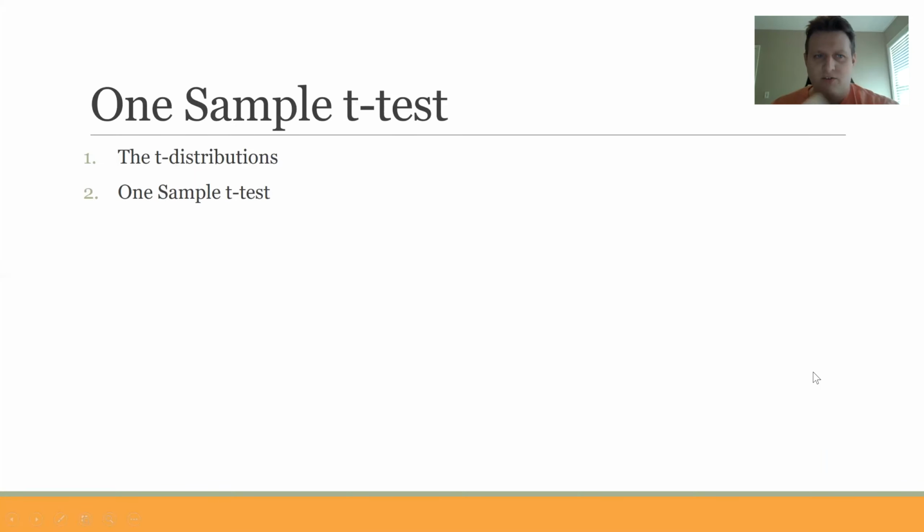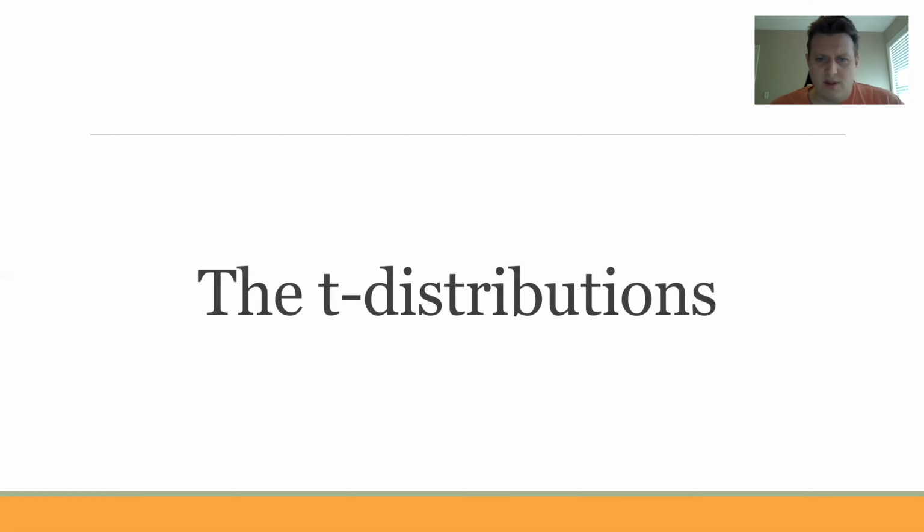All right. So the first thing that we're going to talk about in this lecture, the t-distributions. We're going to mention what the t-distributions are all about. What are they trying to get at? Obviously, we switched from a z to a t, so what's all that about? Then we're going to talk about how to do a one sample t-test and give you guys a few examples of solving those problems. So t-distributions.